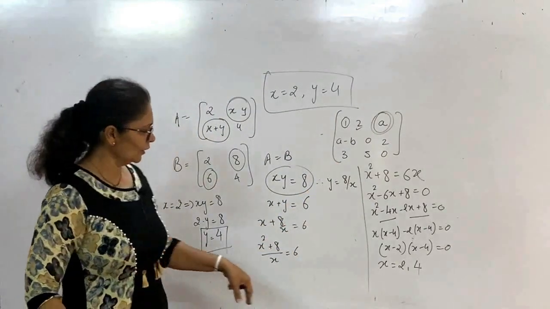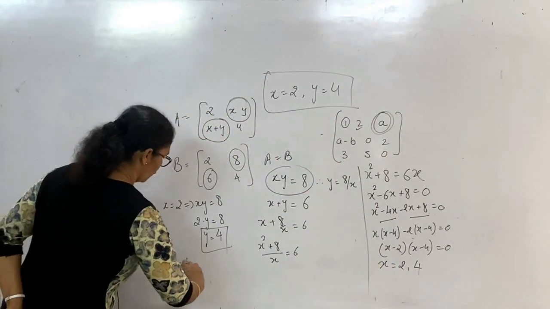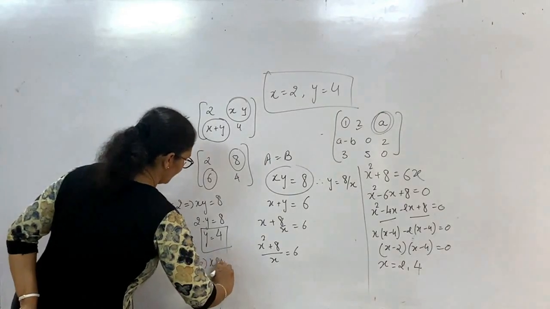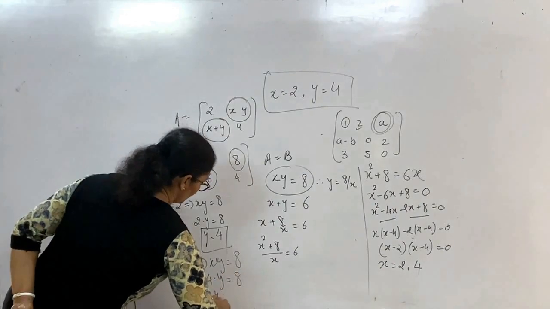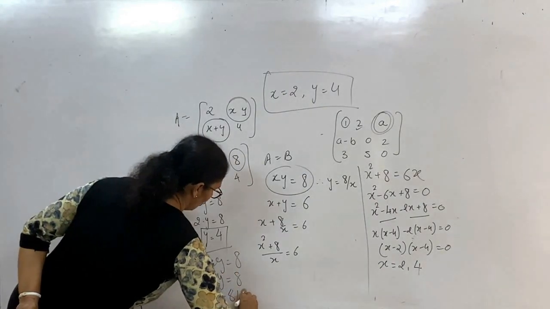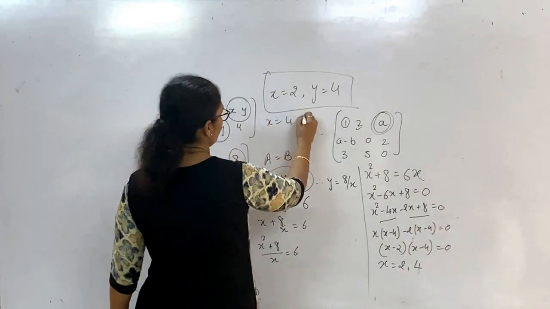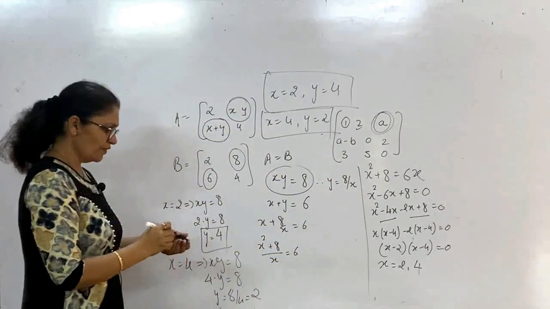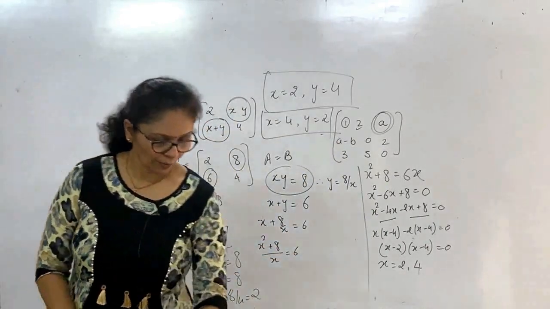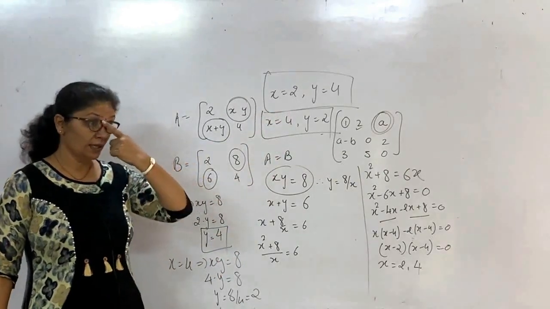Now the other value of x is 4. So let's take x equal to 4. xy will be 8, so 4 into y will be 8, so y will be 8 by 4, means 2. So another pair is x equal to 4, y equal to 2. This way, by using equality of matrices, we can find the unknown numbers.